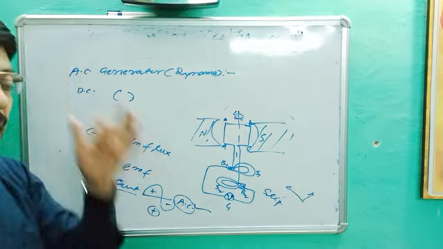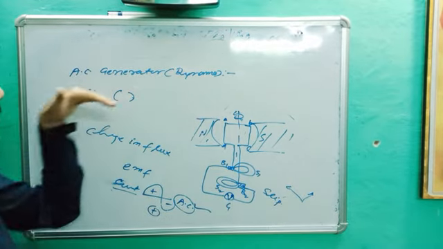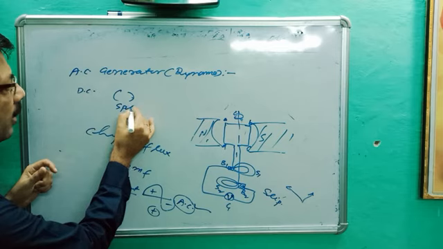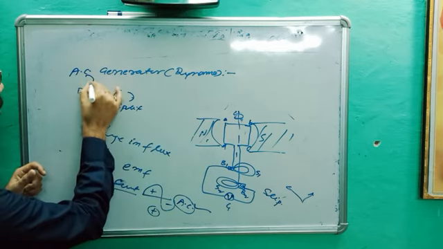One remark is there, if somebody asks how you convert the AC generator into a DC generator, instead of using a slip ring, if you are using a split ring, then AC converts into DC.